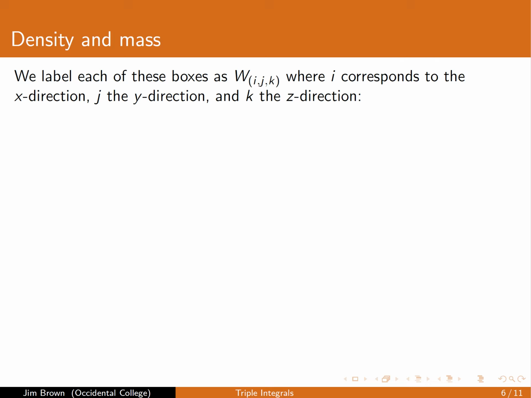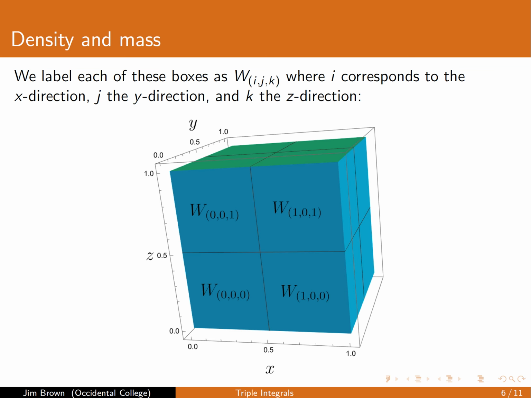And we're going to label these boxes as W with a subscript ijk. I is going to correspond to the x direction, j the y direction, and k the z direction. And this is a bit messier to index because we have three dimensions here to work with. Let's go ahead and see what I mean by this indexing.